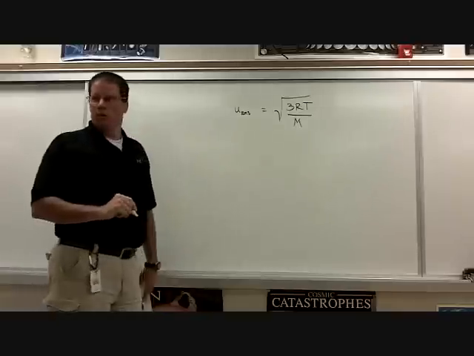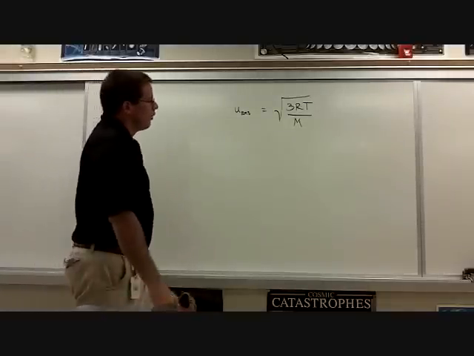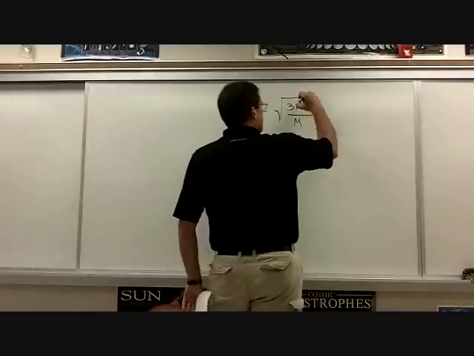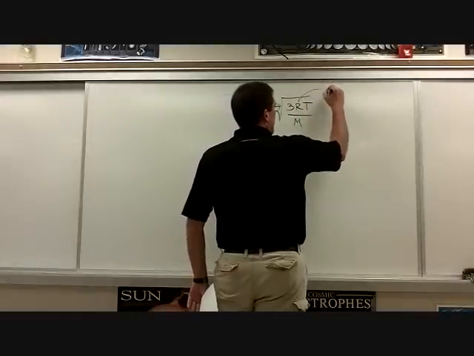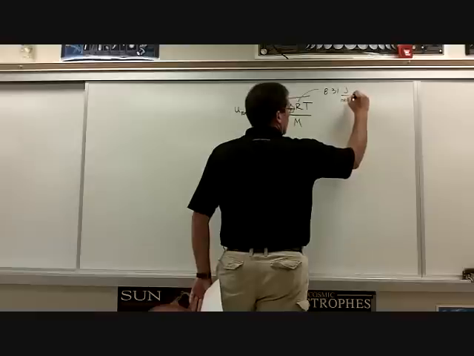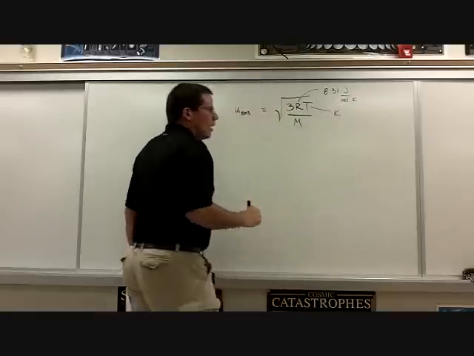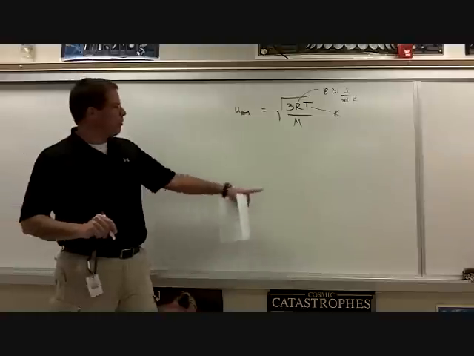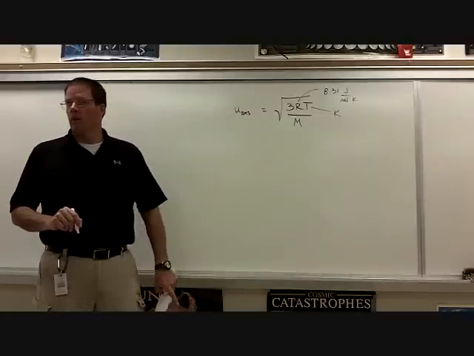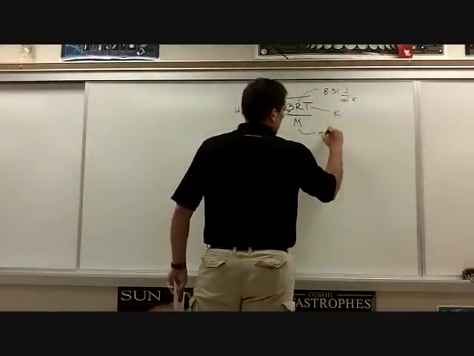I don't know why they use a U there. That has always mystified me, but I don't care. So let's identify a couple things here. The R is still our 8.31 joule per mole Kelvin. Our temperature is still in Kelvin. But here's our difference. What does the big M represent here? Molar mass.